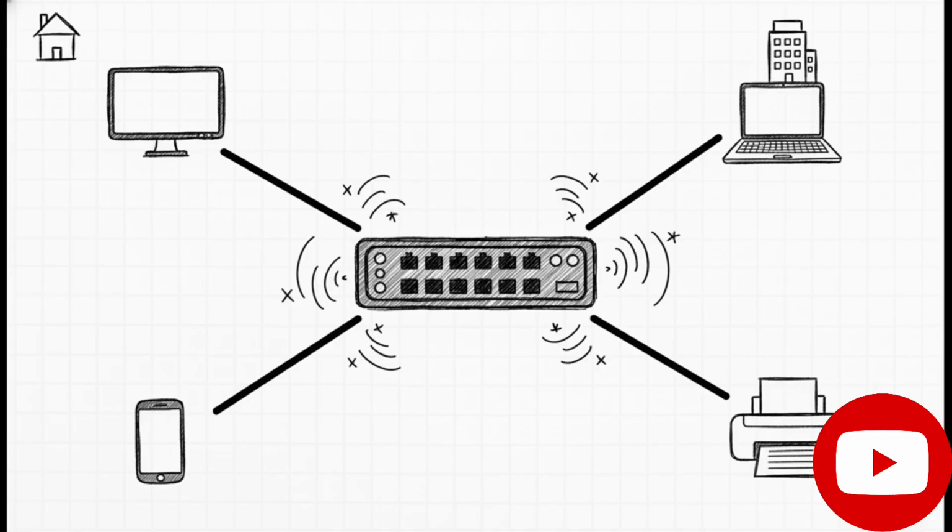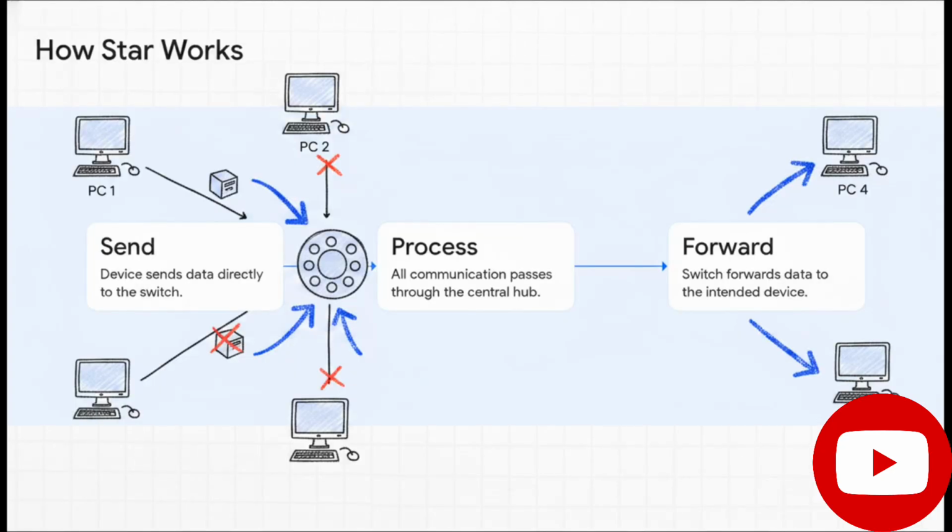Instead of chaining devices together like we just saw, every single device connects individually to a central point, usually a switch or a hub. When one PC wants to talk to another, it doesn't shout down a shared backbone, and it doesn't pass it through a neighbor's computer. It sends the data directly to the switch.